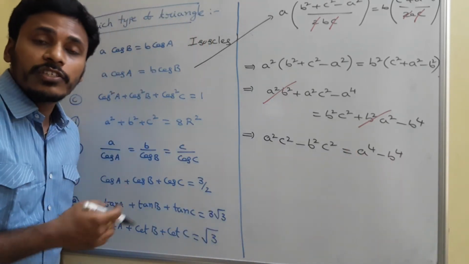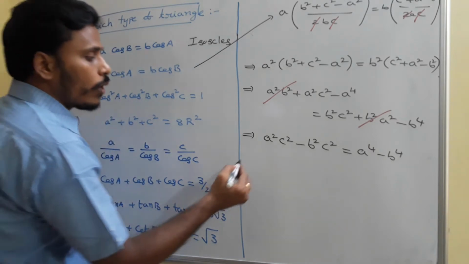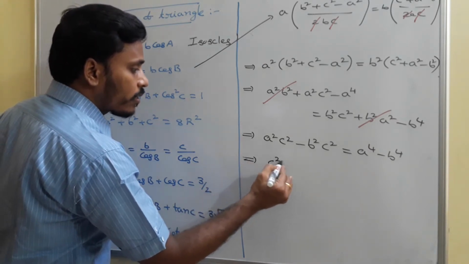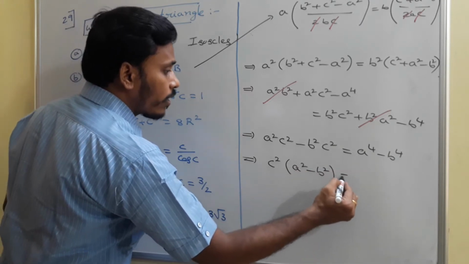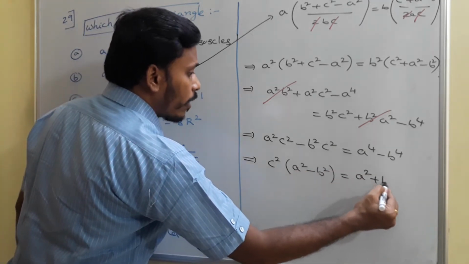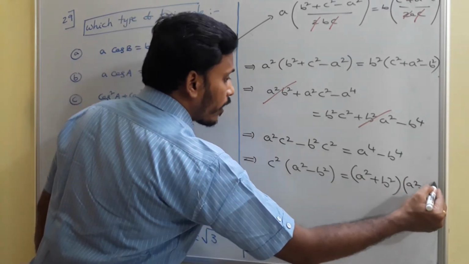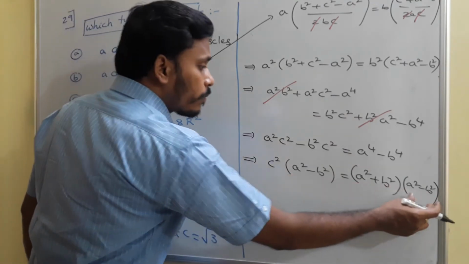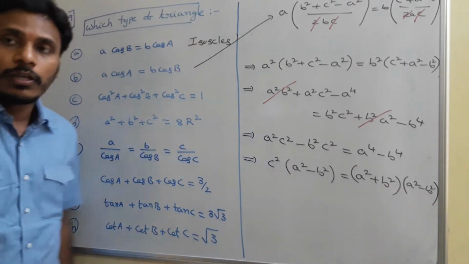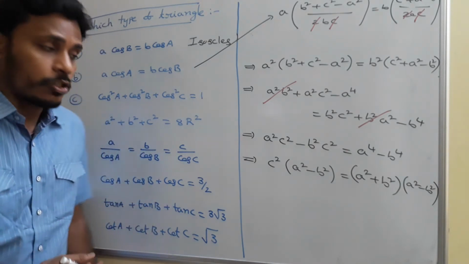Okay. And now, from these two terms, c square is a common thing, and in these two terms, there is a chance to use x square minus y square as x plus y into x minus y. So that implies c square times of a square minus b square is equal to a square plus b square into a square minus b square. Is it clear? Now, see, a square minus b square is a common thing from both sides. So you don't cancel it out.